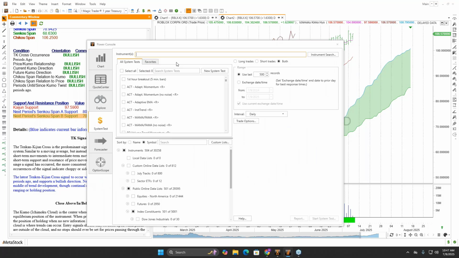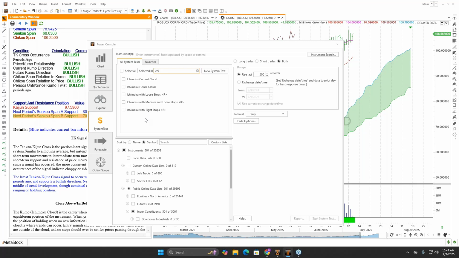But if I go into the system tester right here, and I just search for Ichimoku, I can test based on the current cloud, the future cloud. I can use the method with tight stops and loose stops. If you're not familiar with system testing, I can say, here's Roblox. Would it be better to use tight stops on this or loose stops? And it'll give you an answer. And you can do that with all of these methodologies at the same time.